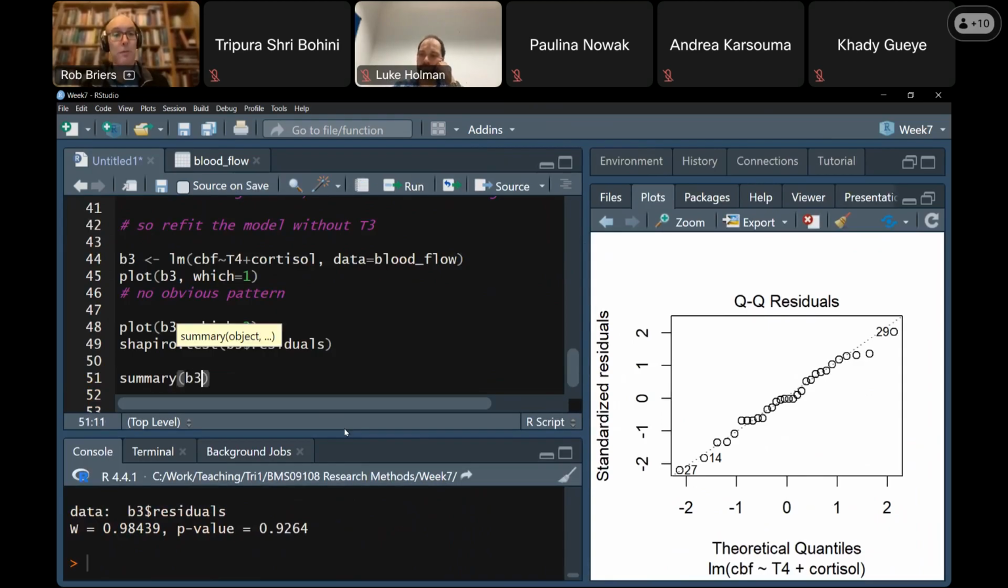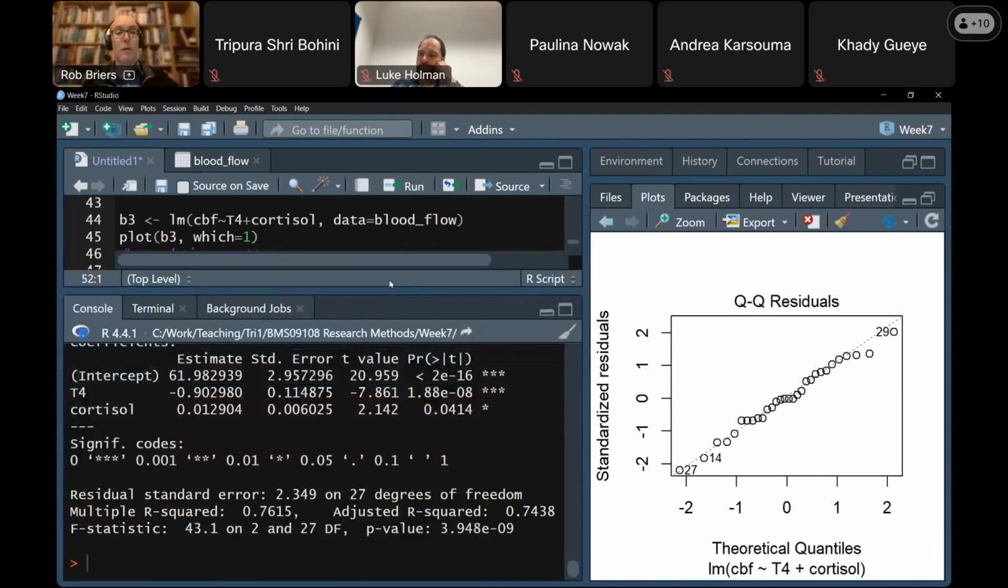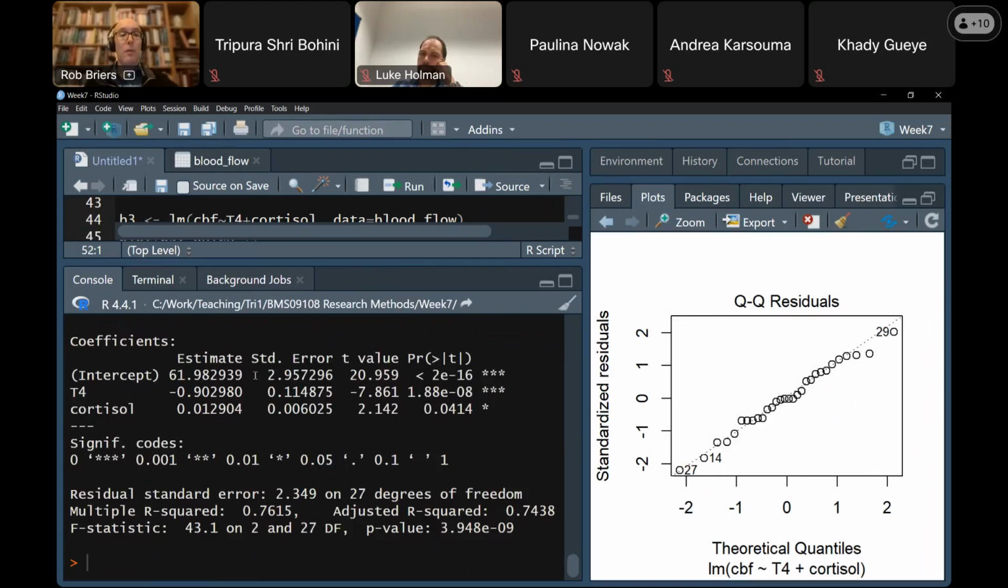So B3. Now our model here is including both things that are significant. Cortisol is still significant and T4 is still significant as well. So we don't need to take anything else out. If we took out either of these variables now, we'd reduce the accuracy of our prediction of cerebral blood flow, because these are significantly explaining parts of that variation.